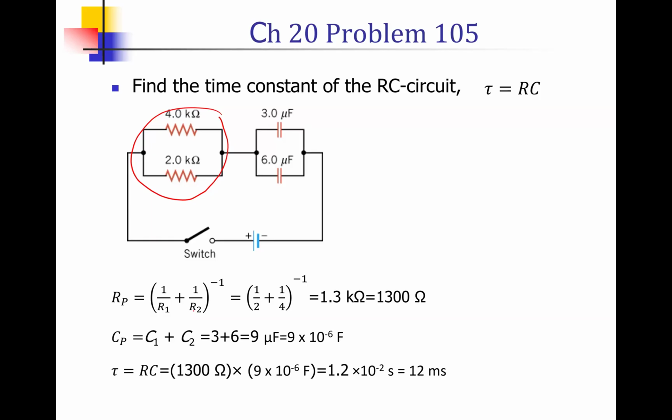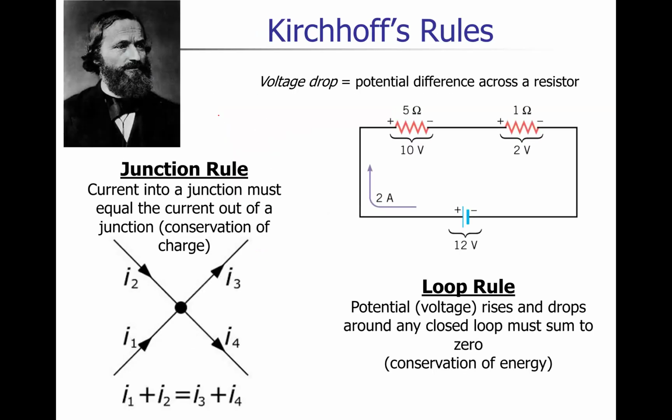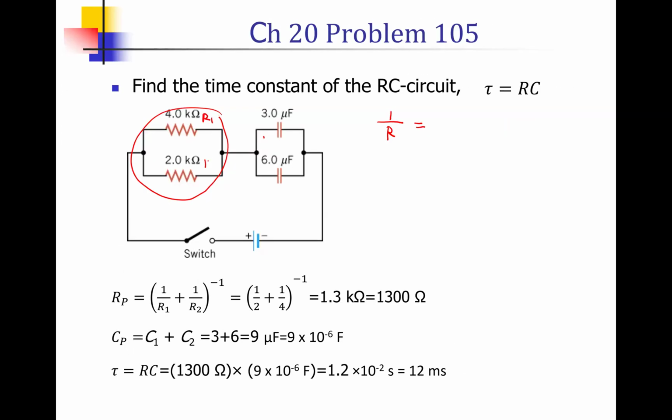So for this picture, let's label this as R1 and this as R2. So 1 over R will be equal to 1 over R1 plus 1 over R2. And the capacitance, because they are in parallel, is C1 plus C2, the opposite of the connection of the resistance. Our time constant is R times C because we are calculating the time constant for the whole circuit.